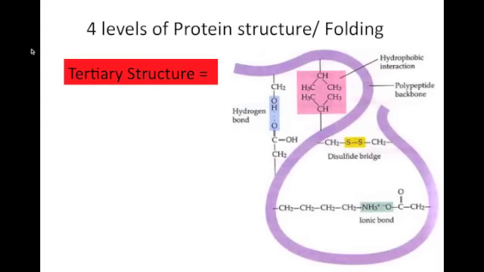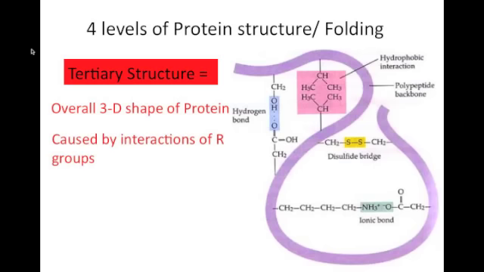The third level of protein folding is the tertiary structure. This is what causes the overall 3D shape of the protein. This is mainly caused by all of the interactions of the R groups, or the variable groups, on the different amino acids. Depending on the order they were in, we're going to have the proteins folding in a lot of different ways. Lots of types of bonds are going to be in this tertiary structure, pretty much every type of bond that we've talked about.